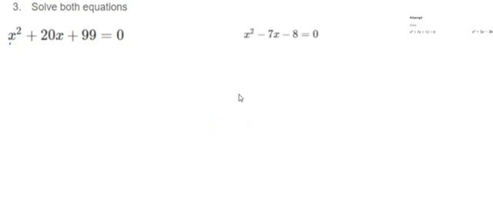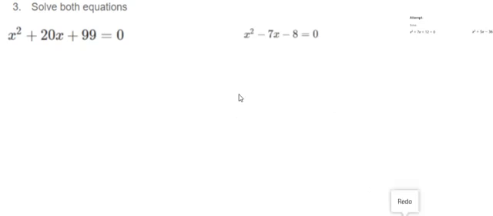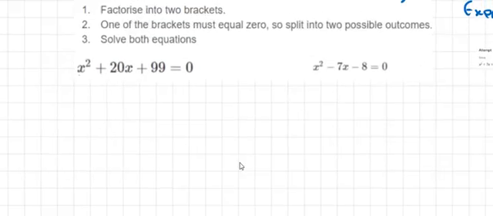If you have two numbers and when you multiply them together the answer is 0, basically one of them has to be 0. Either that number has to be 0 or else that number has to be 0. So just try to bear that in mind. Let's have a look at our examples here anyway.